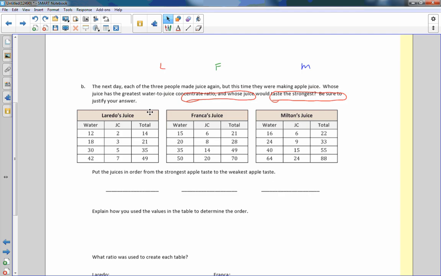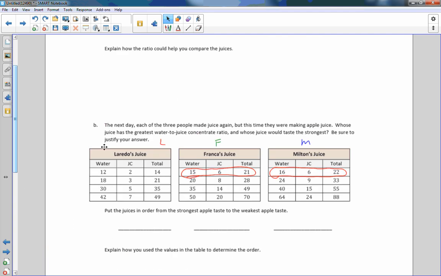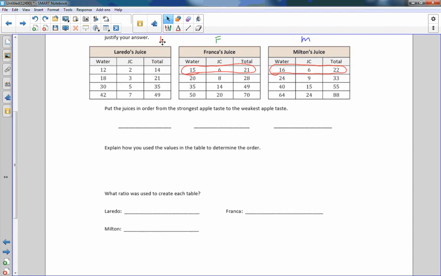And first of all, let me just move. Sorry about that. Let me move the L, not the entire page, here. Move the F here, and move the M here. They're just in order as the tables right now. But we just realized that Milton's is weaker than Franca's. So we're going to rearrange at least these here, but we don't know where Laredo falls yet. And that's all we could get from that.